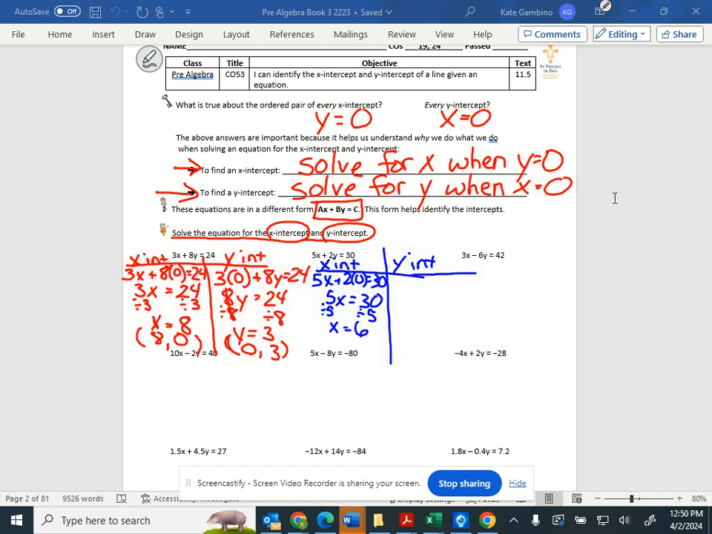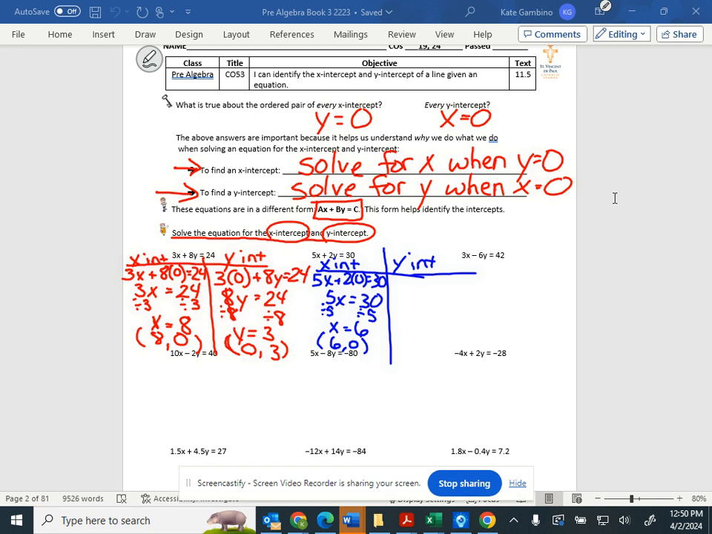So what is my x-intercept? Owen: 6, 0. Remember when we write those ordered pairs, you need those parentheses. You need it separated with a comma. So make sure you're writing your ordered pairs correctly.